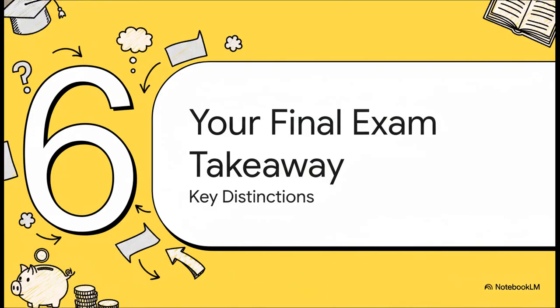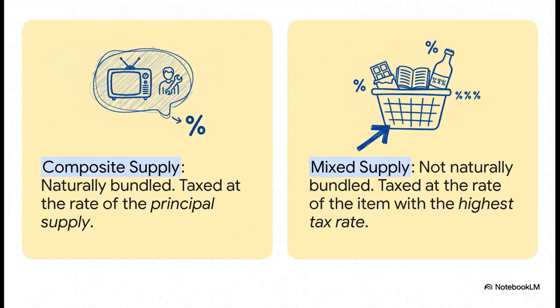All right, let's wrap this up with a couple of key comparisons. These are ideas that often get mixed up, but they're perfect for testing if you really understand the concepts on an exam. Okay, this is a fantastic distinction you need to know. First, a composite supply is a natural bundle. Think about buying a new TV. The installation and the warranty are just naturally part of the deal, right? The whole package gets taxed at the rate of the main thing, the principal item, which is the TV.